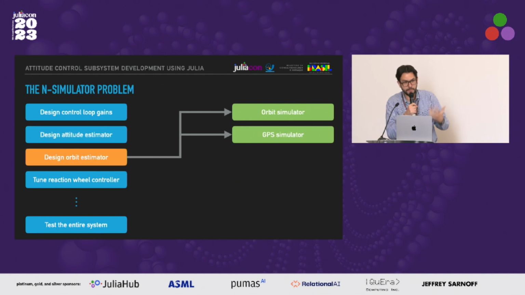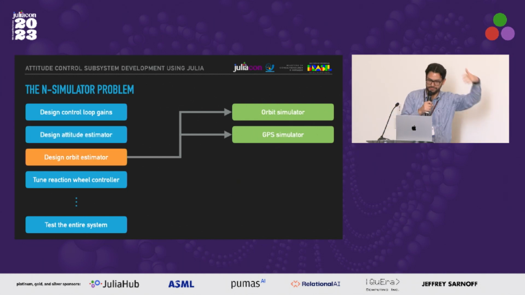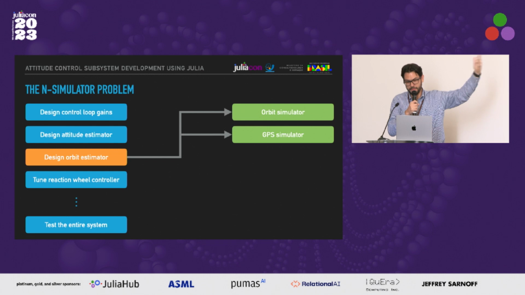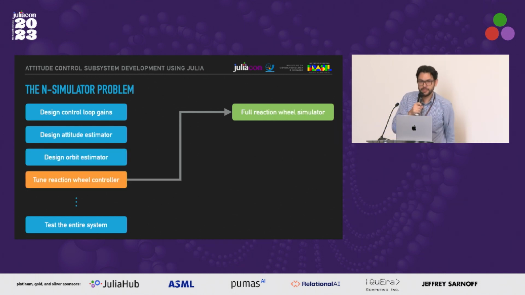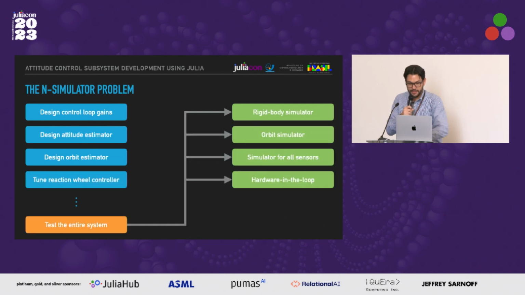If I want to design the orbit estimator, of course, I have to code some orbit simulator and also the GPS simulator. If I want to turn the reaction wheels, I need the reaction wheel simulator. And when I'm testing the entire system, as I showed in that picture, I must implement a full simulator. Do you realize how many times I said the word simulator here? So this is the N simulator problem.